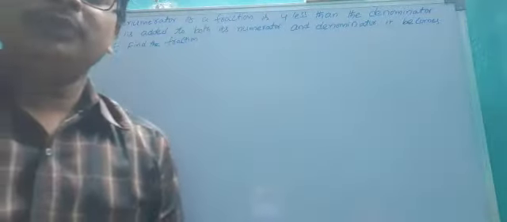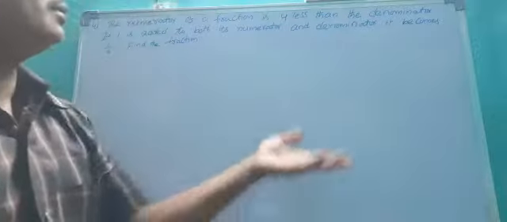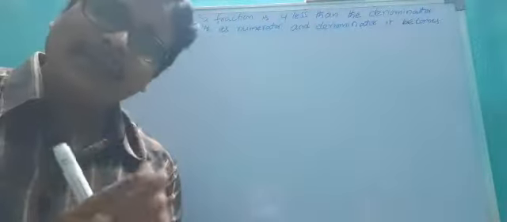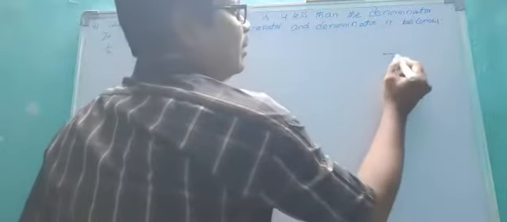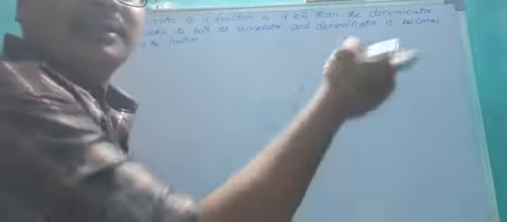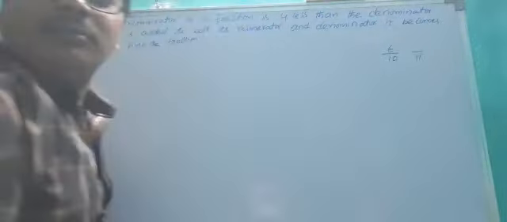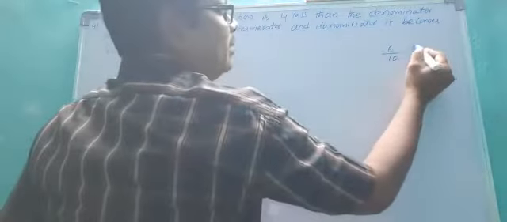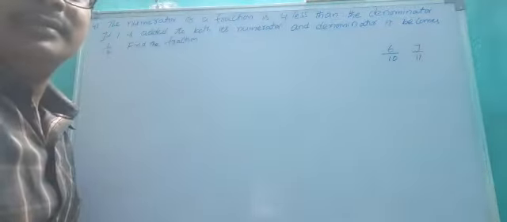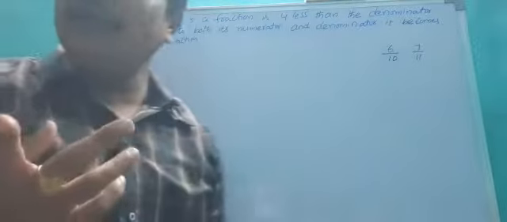For example, the denominator is 10. What is the numerator? 4 less than the denominator, that means 6. For example, the denominator is 11. What is the numerator? 4 less than the denominator, that means 7. Like this. So do you know such a numerator and denominator?